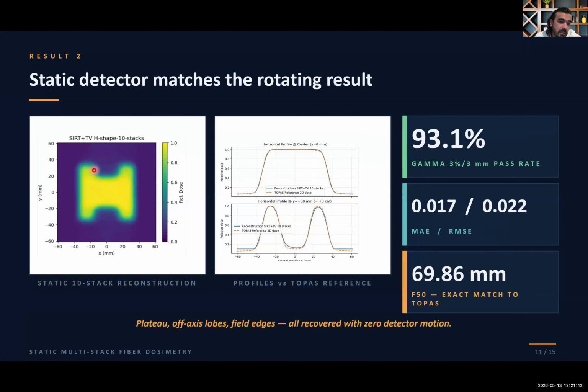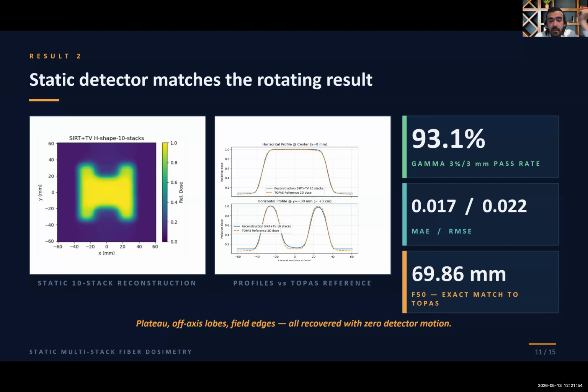Now this is actually the headline result. This is the reconstruction we have achieved in simulation with a static detector. The same H-shape field reconstructed from 10 fixed stacks at increasing depth with no rotation at all. In the middle, the comparison of a horizontal profile at the center of the field, where you have a flat plateau, and at y equals 30 millimeters, where the H gives you two distinct lobes. The static reconstruction follows the reference very closely. The off-axis double peak structure is recovered, the plateau height is right, and the field edges are sharp.